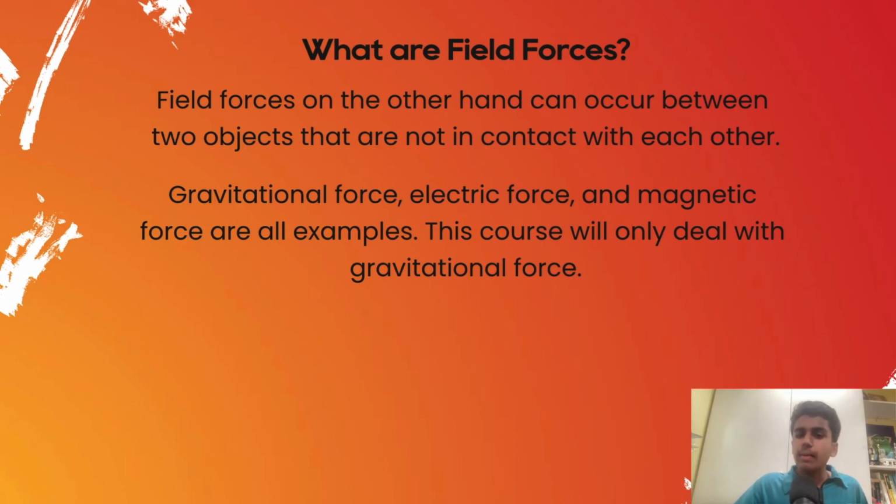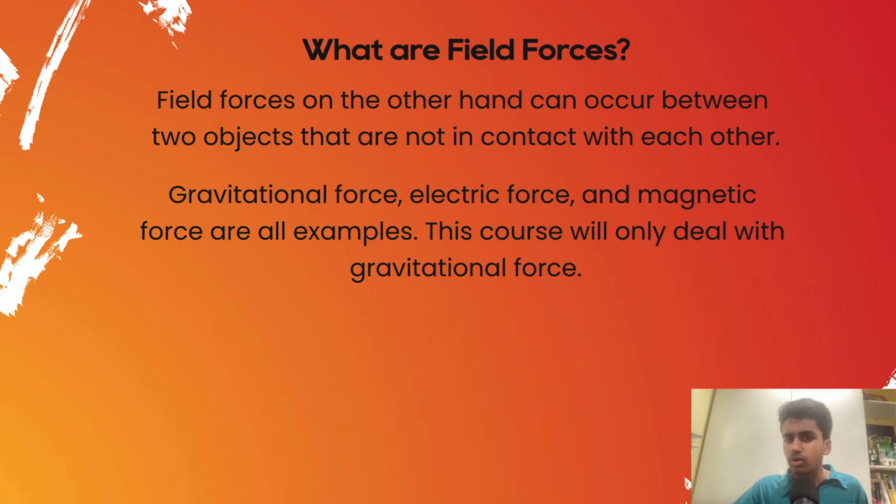Now, some people might be wondering, why is gravitational force a field force? So I'll give you an example to prove that. When you throw a ball in the air, maybe a tennis ball, it comes down immediately, right? It will come down, but it's not in contact with anything. It's because of Earth's gravitational field. It's not in contact with Earth, that tennis ball, but there's still a gravitational force on it. And that's why it's a field force.